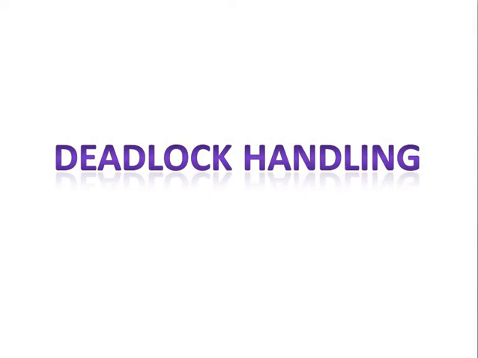Then we discussed the conditions for deadlock. There are four conditions: mutual exclusion, hold and wait, no preemption, and circular wait. These conditions are for the deadlock. Now in this lecture we will start our next point, that is deadlock handling: how to handle a deadlock situation.